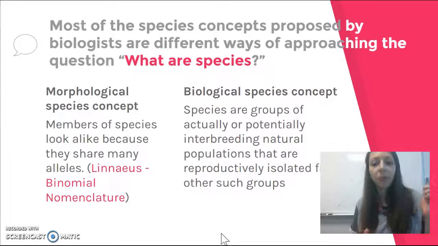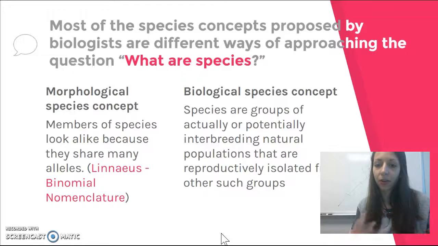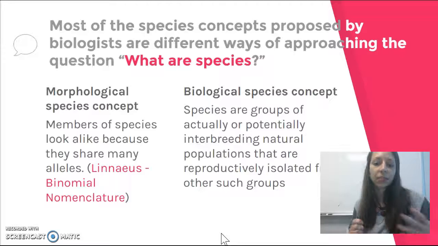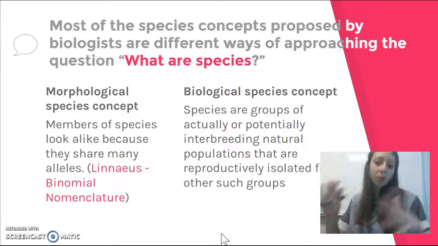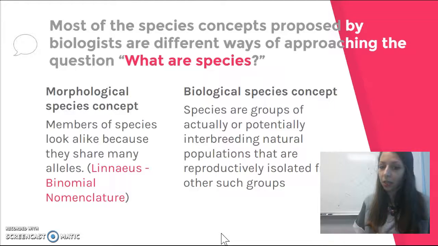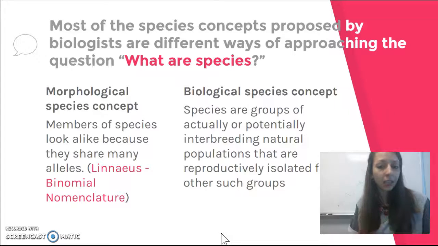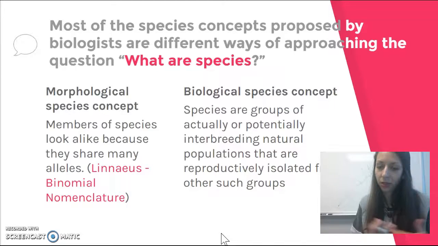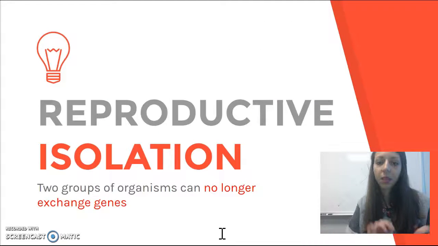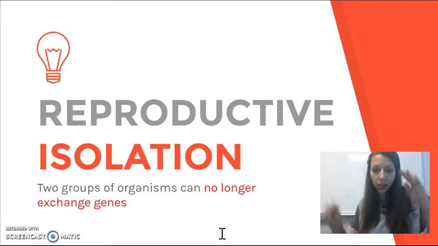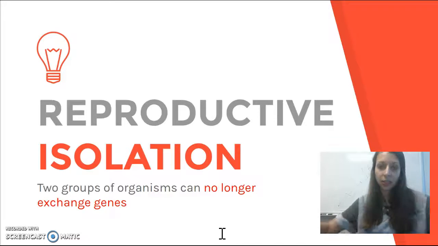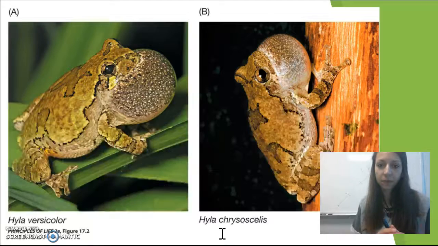came up with. Now, the biological species concept is a different concept of what a species is, and that's the idea that species are groups of actually or potentially interbreeding natural populations that are reproductively isolated from other such groups. So they only could breed with other members of the species if they're brought together. Now, reproductive isolation, I don't want you to think that this means that they're physically separated, because you can have reproductive isolation of a species when they're in the same place. But it just means that two groups of organisms can no longer exchange genes.